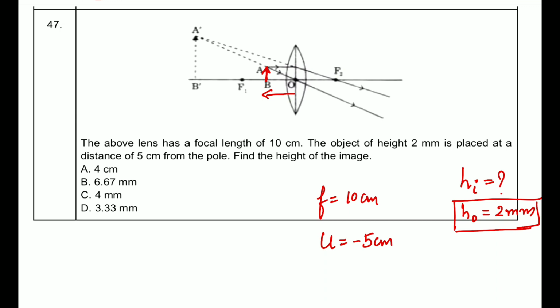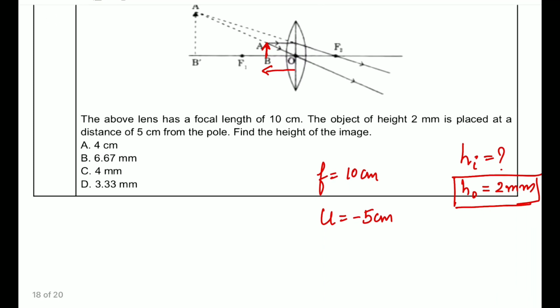So how can I solve this? I'm supposed to find out the height of the image. The idea is I will simply find out the value of v. When I find the value of v, I can use it in my magnification equation, and from there I can find out the height of image upon height of object. So let's first find out the value of v.